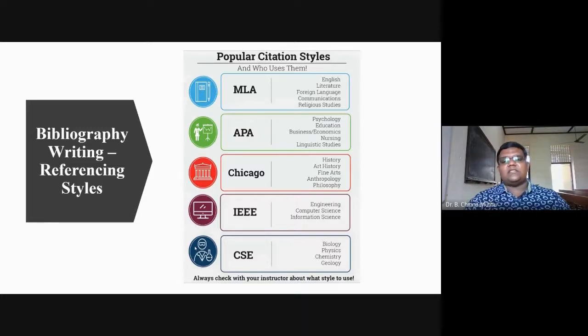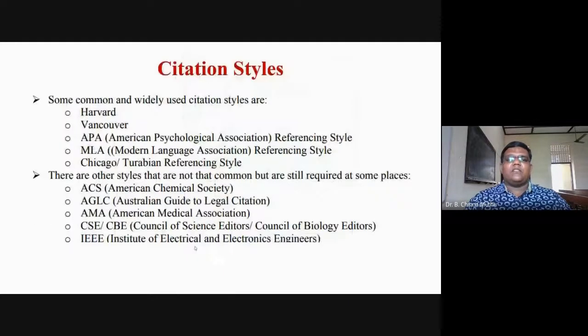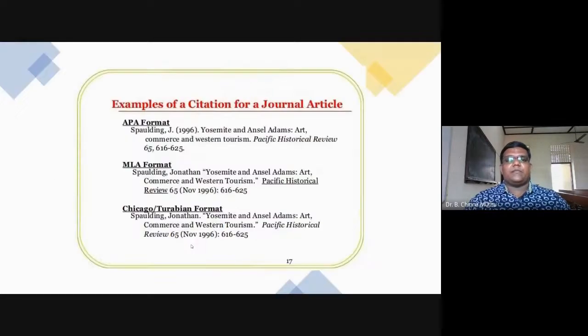Chicago referencing style again deals with history and art related subjects, followed by IEEE, CSE, and so on. When you talk about citation styles, we have many, but the very authentic or very common styles are APA, MLA, Chicago, followed by Harvard. We do have some uncommon citation styles still expected by similar journals or publishing companies. These are examples of different citations in APA format, MLA format, and Chicago format.